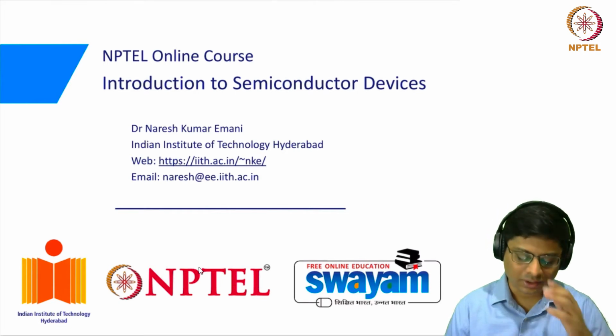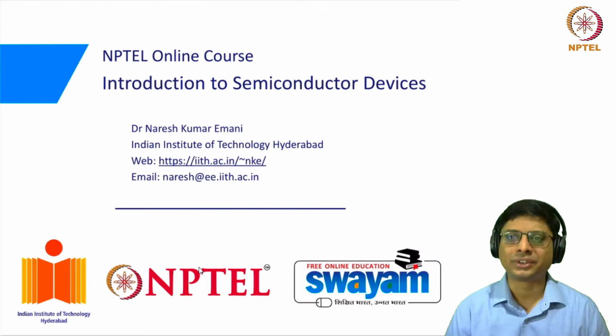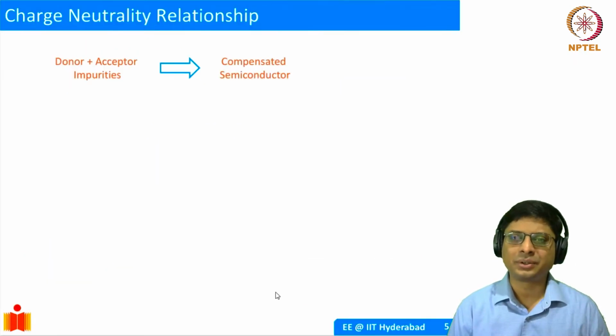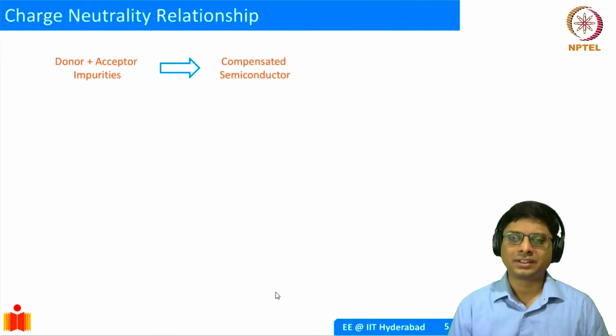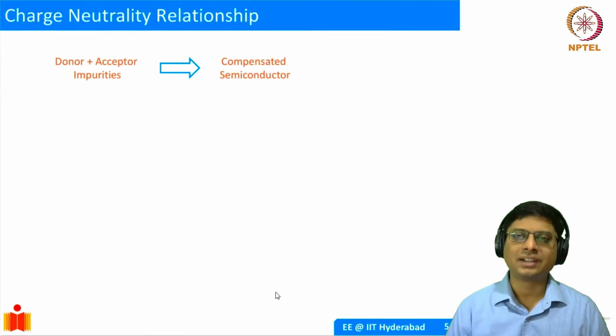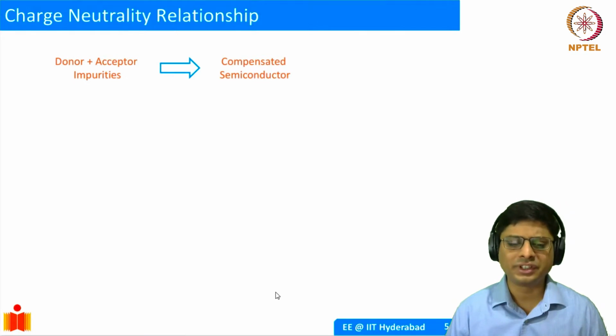Well, so far what we have done is we have talked about acceptors and donors. So we can dope with acceptors and donors, but in reality, most often we have both donor and acceptor impurities in a semiconductor. Such a semiconductor, we call a compensated semiconductor. Why would we do that?